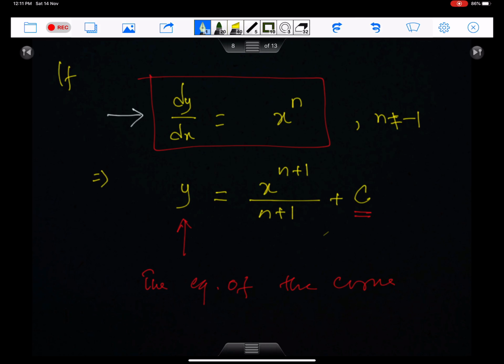That is why integration is known as the reverse process of differentiation, because in differentiation, when we differentiate equation of curve, we get gradient. So in integration, when we integrate gradient, we get the equation of curve. So this is the integration and this is the differentiation.